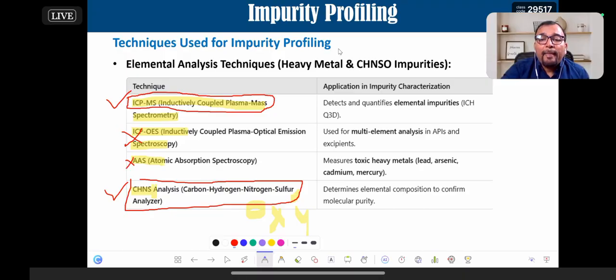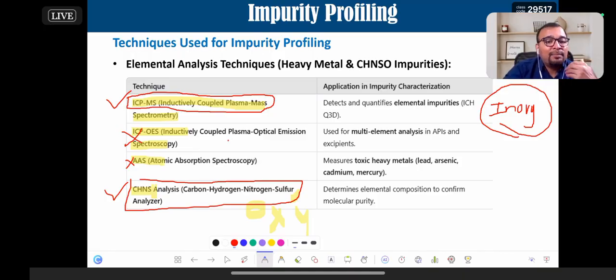ICP-MS is used for elemental profiling, yes. Inorganic impurity profiling. See, understand, we have many types of impurities, and inorganic impurities are identified and quantified based on ICP-MS, ICP-OES, AAS, and not CHNSO, but CHNSO can be used especially for organic impurity identification.